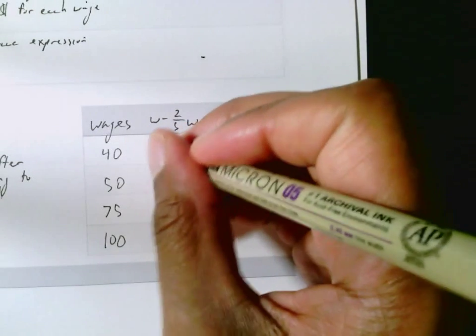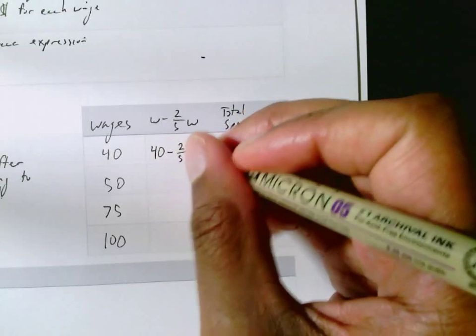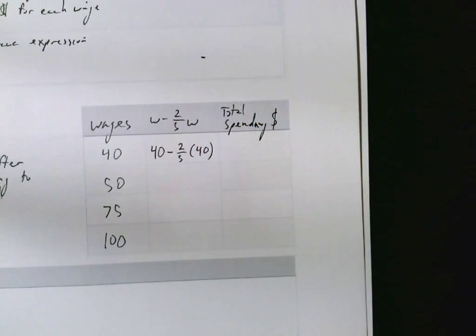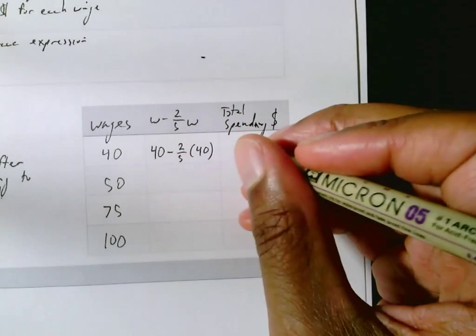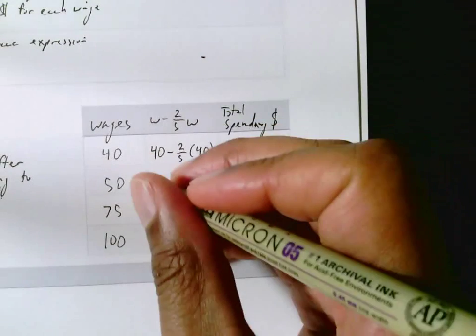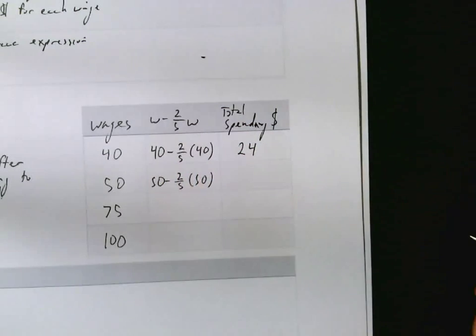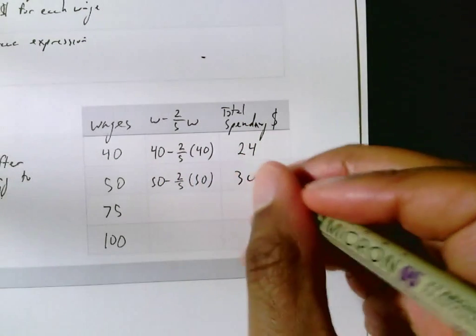So if I only made $40, and this is when a calculator comes in very handy, I'm only going to have $24 to spend. If I make $50, I'm only going to have $30 to spend.